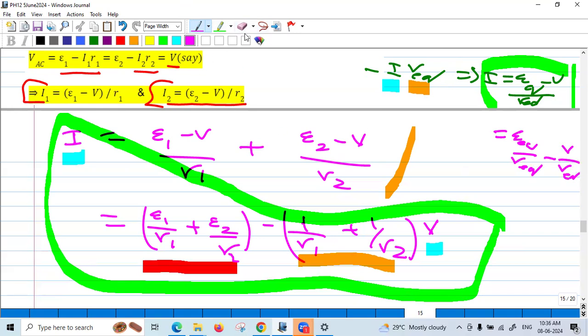So I should say if E1 by R1 plus E2 by R2 equal to this quantity, and also if 1 by R1 plus 1 by R2 equal to this 1 by R equivalent, then these two have the same VI characteristics. So here I get the result that 1 by R equivalent equals 1 by R1 plus 1 by R2.